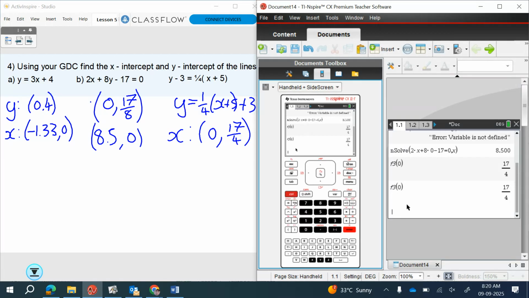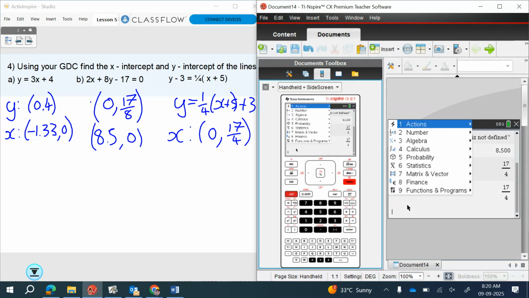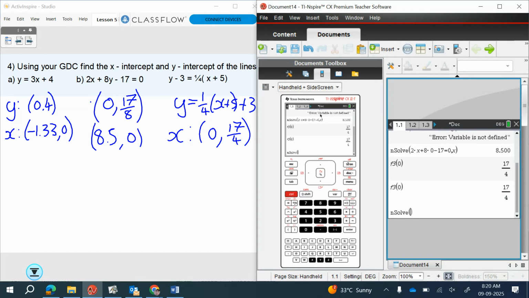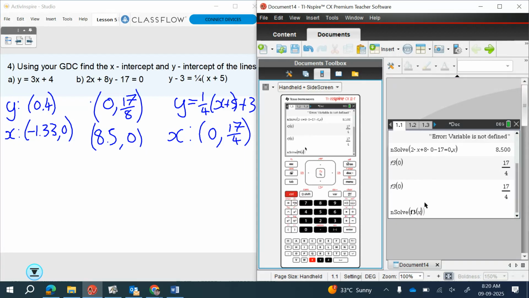All right, so I want another strategy. We want the function to equal 0. So another strategy I could use is nsolve: menu, algebra, nsolve. And we want when function 3, defined over the variable x, is going to equal 0. And I want to solve for x.